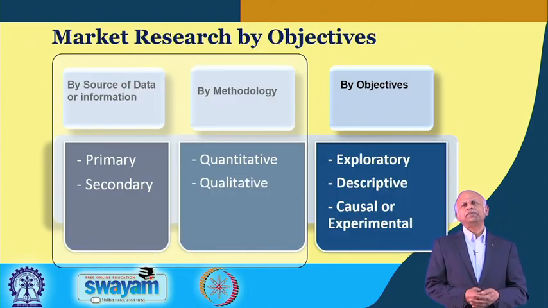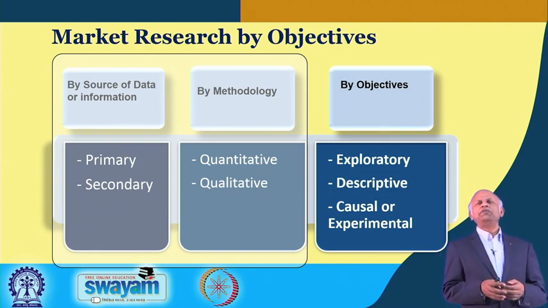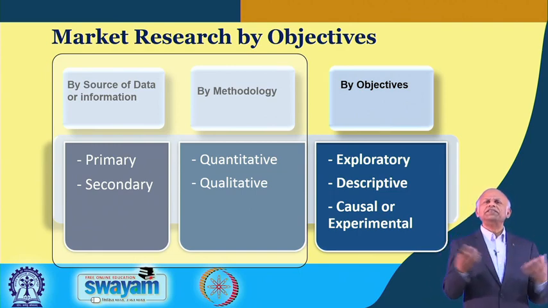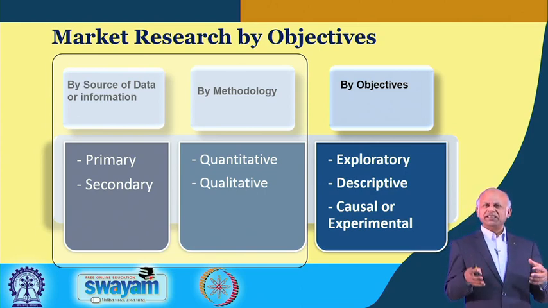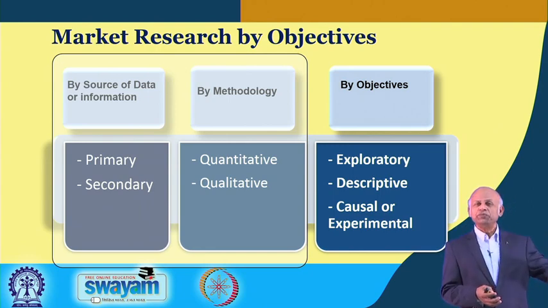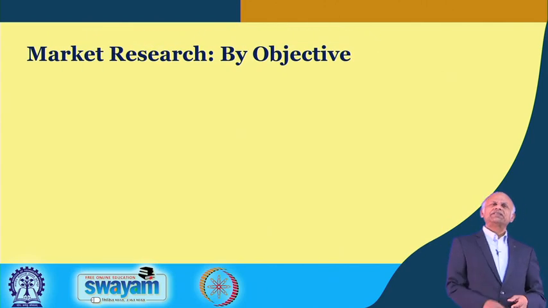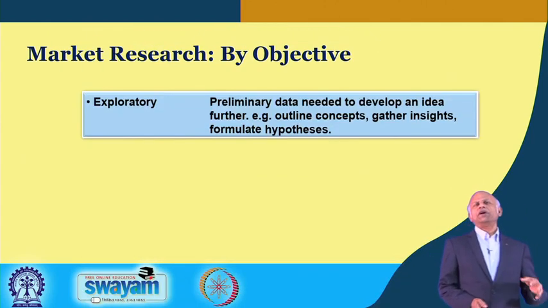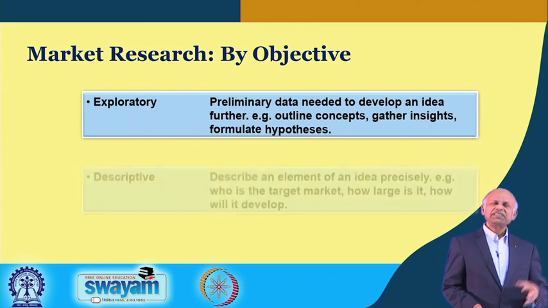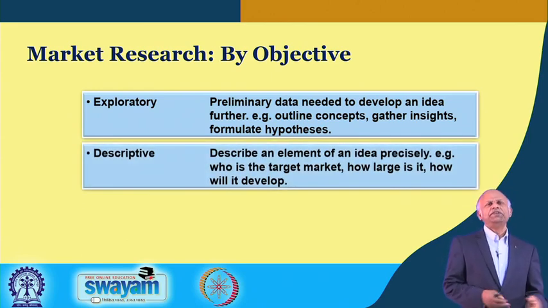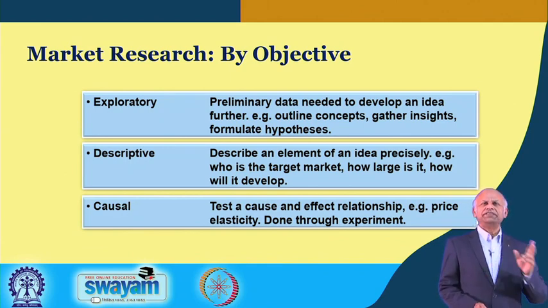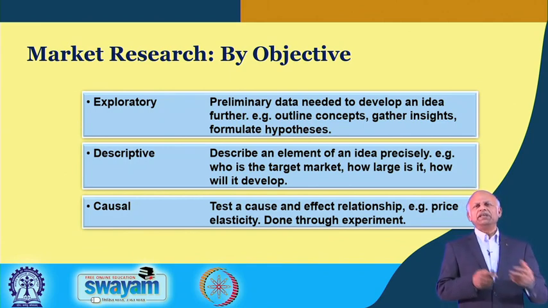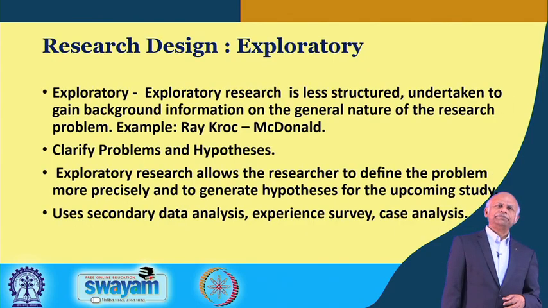Next is market research by objective, meaning whether you want to get just a bird's eye view about a market, or you want to go deeper inside, or you want to test very exactly, that you give some input, how the output becomes, it is a causal test. So, market research by objective: one is exploratory, then descriptive, and the other is causal. As I said, exploratory is preliminary, descriptive goes deeper, causal means cause and effect relationship.